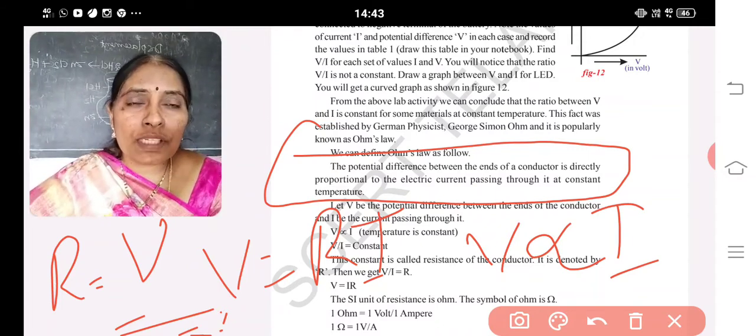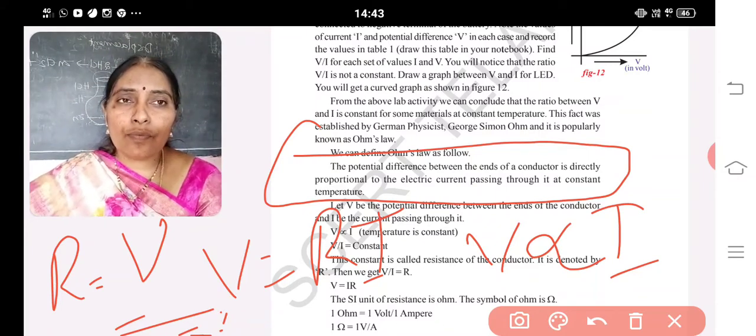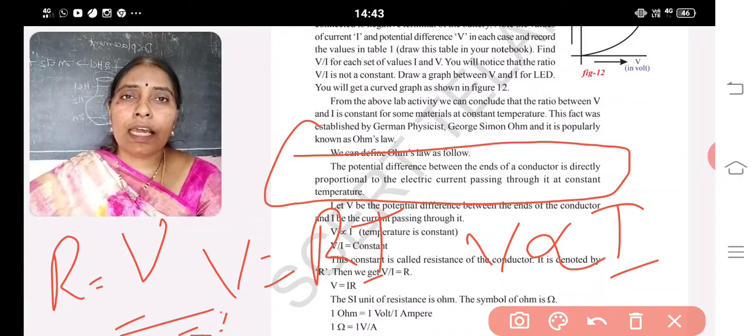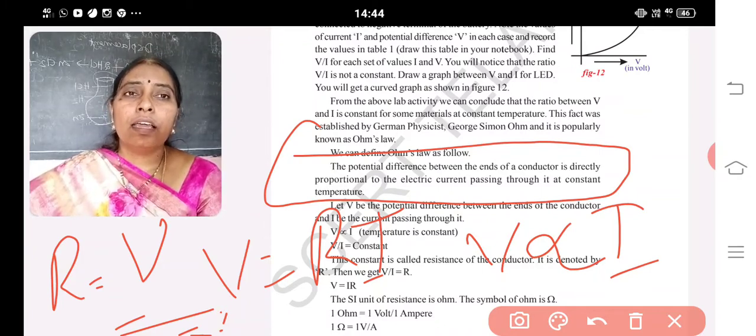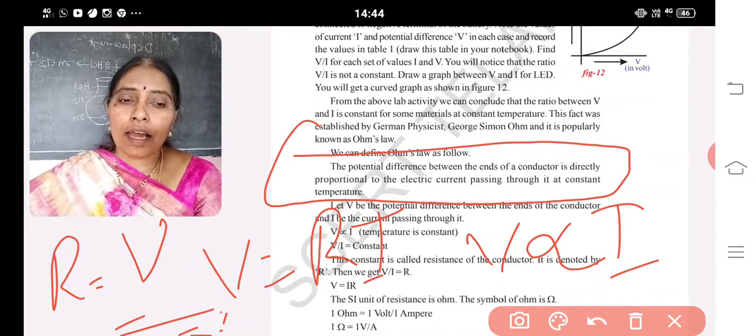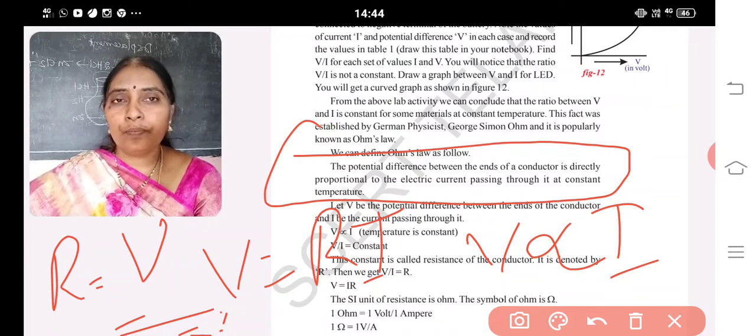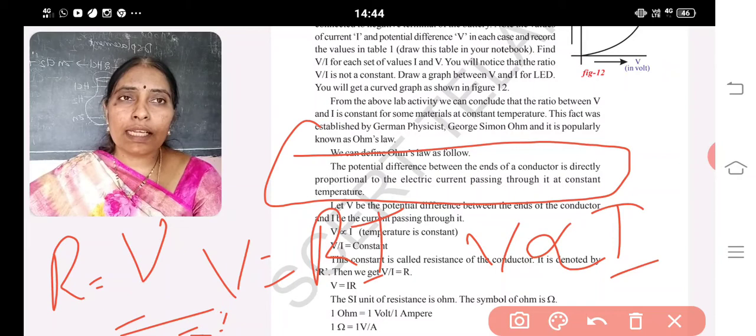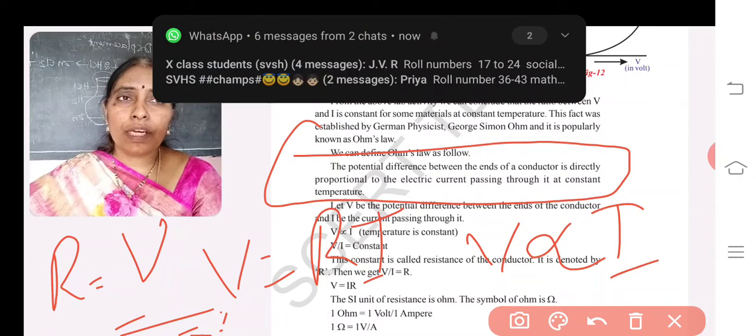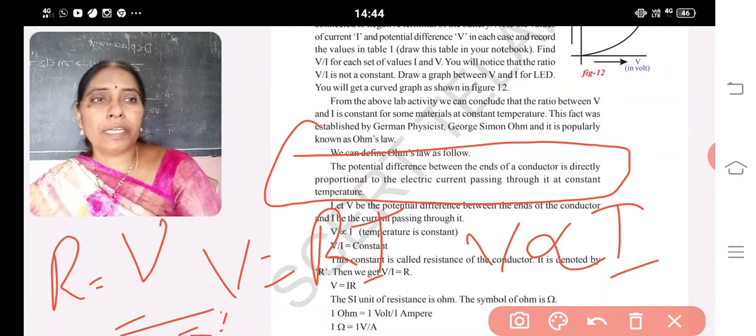And what is Ohm's law? V means potential difference. The potential difference between the ends of the conductor is directly proportional to the electric current passing through it at constant temperature, and this is known as Ohm's law. The conductors which obey Ohm's law are known as ohmic conductors, and those which do not obey Ohm's law are called non-ohmic conductors. So non-ohmic conductors: LED, and ohmic conductors: metals.